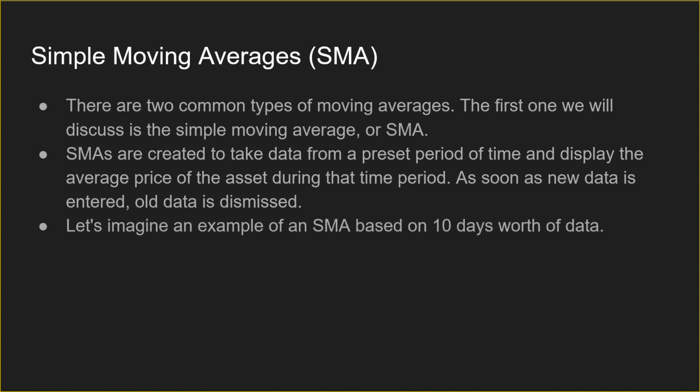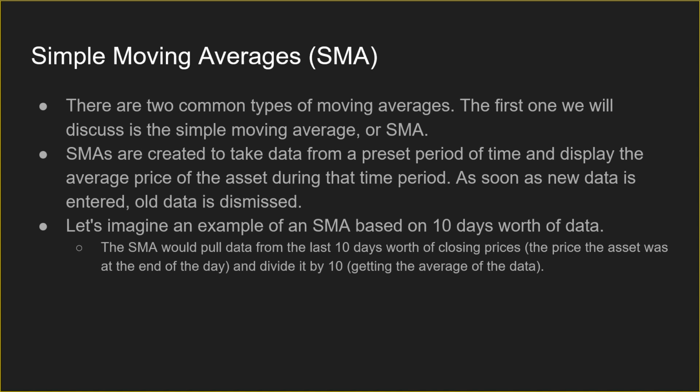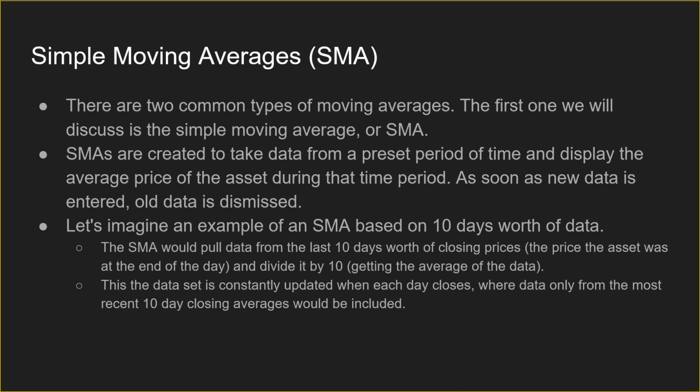Now let's imagine an example of an SMA based on 10 days worth of data. The SMA will pull data from the last 10 days of closing prices, which is the price the asset was at the end of the day, and divide by 10. It gets the average of that data. The data set is constantly updated as each day closes. Only data from the most recent 10 daily closings is included in the average.